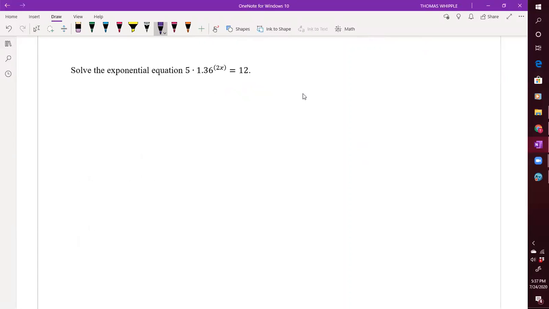When you look at this, we've got to get to that 2x. The first thing to get rid of, I think, would be this 5, right? So we could have 1.36 raised to the 2x is equal to 12 divided by 5. And if you want to get the decimal, you can. I think I'll just leave it as 12/5. But see if you can take it the rest of the way. All right. You will need logarithms to deal with that 2x, that exponent, because you've got a variable in the exponent.